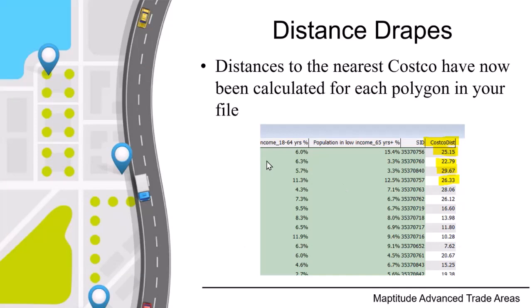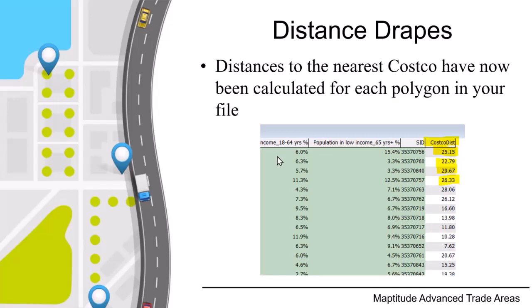Now I picked dissemination areas. Dissemination areas are similar to, I don't know, your census tracts in the US, and there are 50,000 of them in Canada, and it's now calculated the distance to the nearest Costco in kilometers to each of those 50,000.